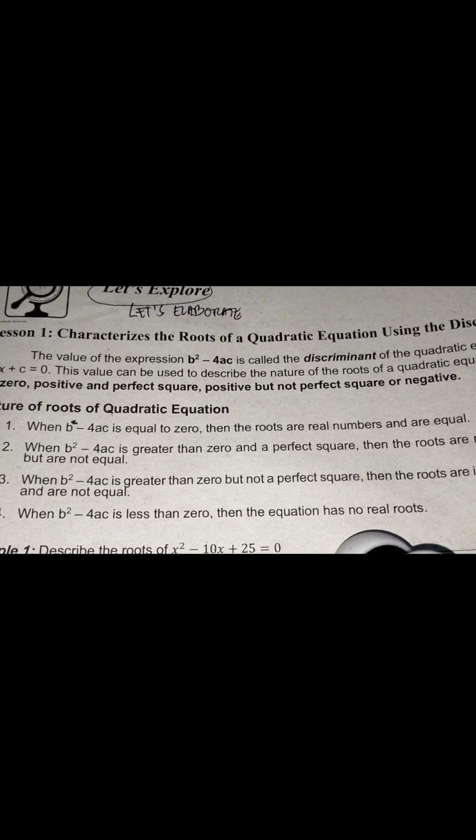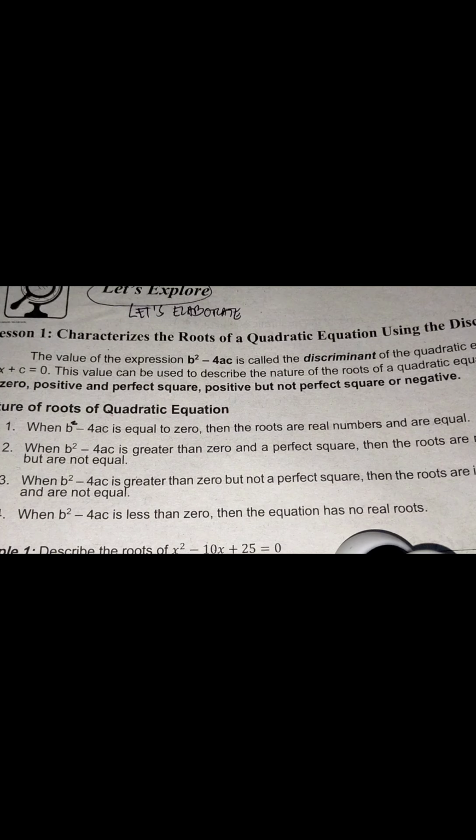Number 3, when b squared minus 4ac is greater than 0, but not a perfect square. Kabaligtaran naman ng number 2. Then, the roots are, what? Irrational numbers and are not equal. So, kapag hindi perfect square yung lumabas na sagot, dun sa equation natin, at greater than 0 siya, ang roots daw niya ay irrational at hindi equal.